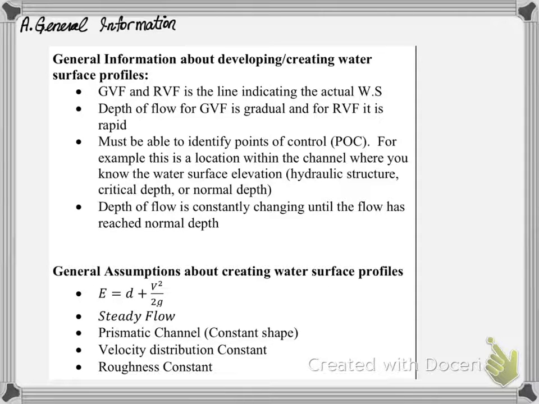One must always be able to identify points of control, POCs. For example, locations of points of control can occur where we know the water surface elevation, such as at a hydraulic structure, a known critical depth, or normal depth.